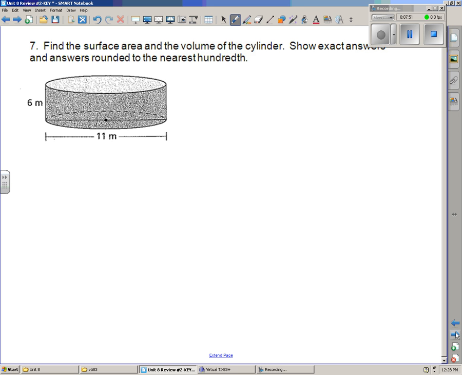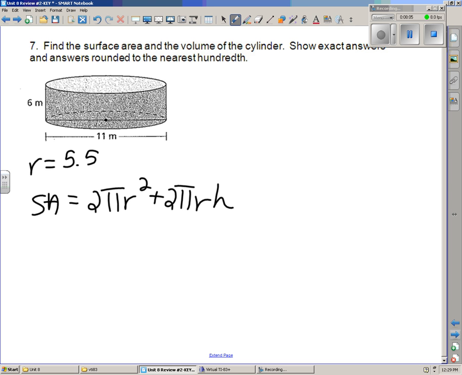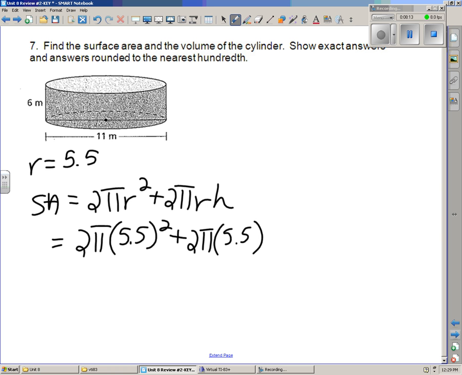We know that the diameter happens to be 11, which means the radius happens to be 5.5. If we deal with surface area, you're given this formula on your sheet, and it tells you surface area is 2 pi r squared plus 2 pi r h. 2 pi 5.5 squared, 2 pi 5.5, and the height of the cylinder is 6.